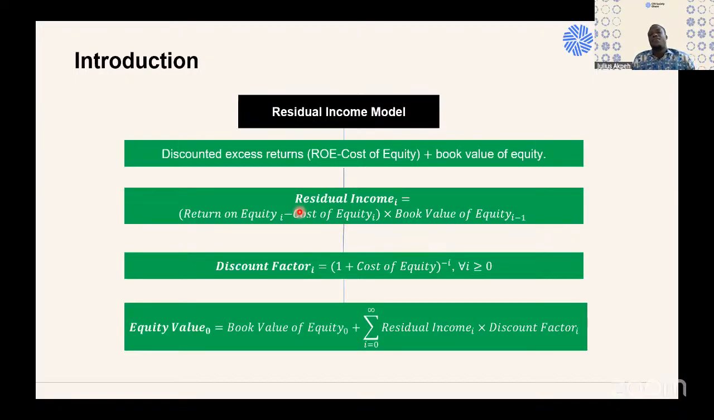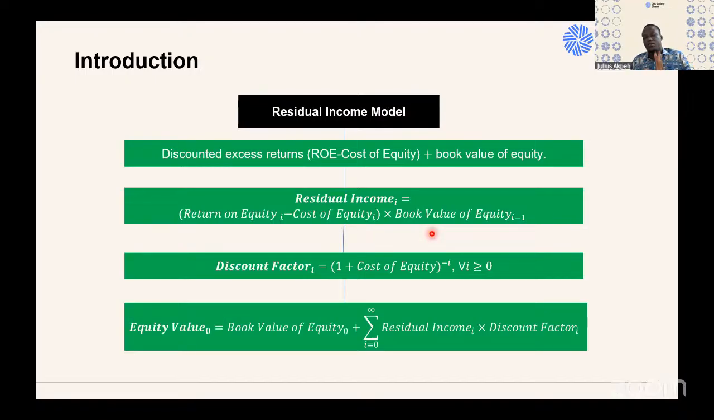So the book value of equity there, take it as the total investments that the investors have made in the company. So you are taking what the business is giving investors, which is the return on equity, minus what investors require from the business, and then multiplying that by the book value of equity.